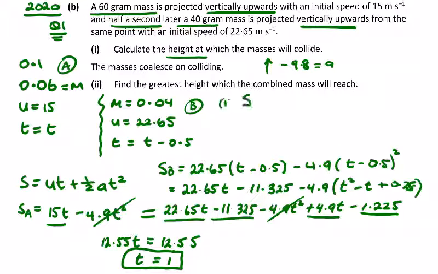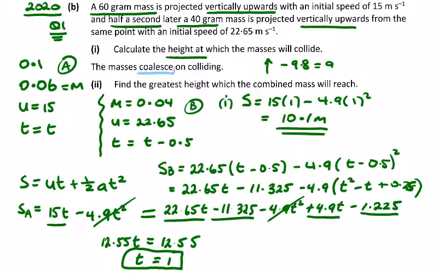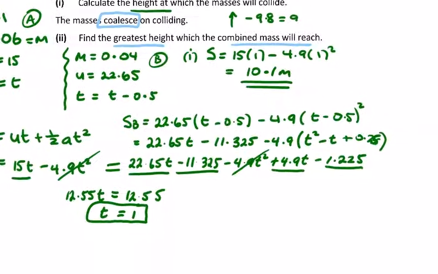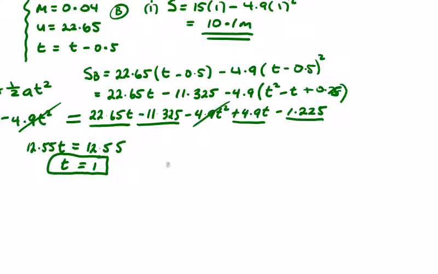So the displacement will be equal to 15 times t, 15 times 1, minus 4.9 by t squared, which would be 15 minus 4.9. They're going to collide at 10.1 meters into the air. Then we're told the masses coalesce on colliding, so they join together, find the greatest height which the combined mass will reach. So this is 2 going into 1, so we've got this one and this one, all of a sudden they become this one, and continues on with 1 speed.